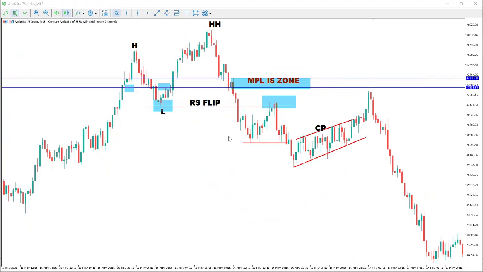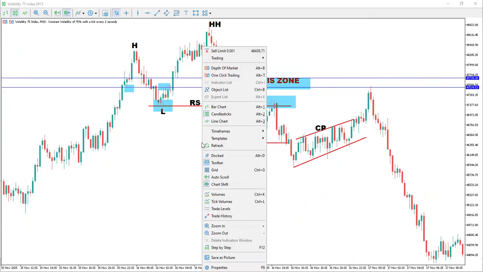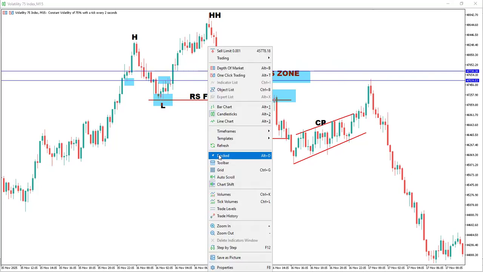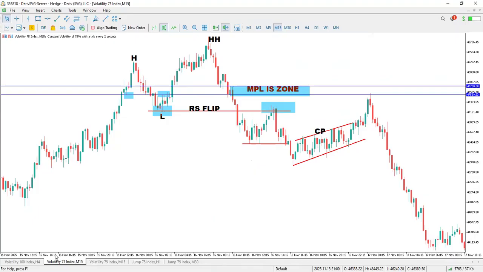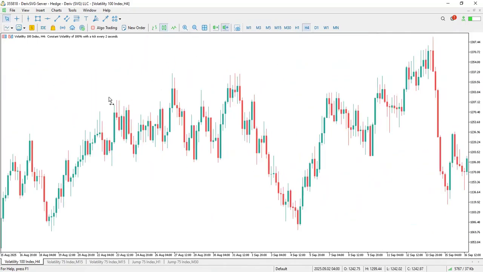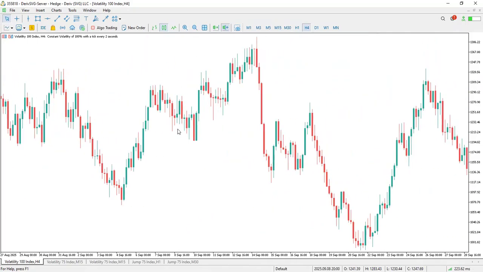So guys, there is another one that happened on Volatility 100, a few months back on this same Quasimodo too. But that one does not have a CP. So let's quickly check it before I close this trade. I'm not going to waste most of your time here. So now, if you check this, this is Volatility 100.